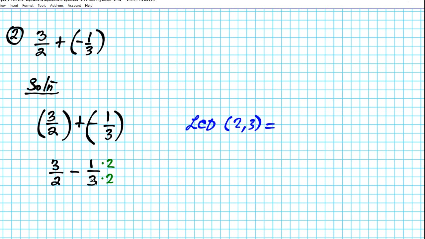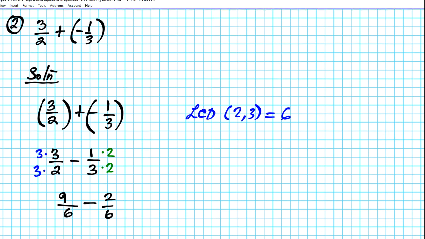The fraction on the right has 3 in the denominator. The one on the left does not. So you multiply by 3 top and bottom. And now you simplify, and you're going to get 3 times 3, 9 over 6 minus 2 over 6. So the LCD of 2 and 3 is 6.